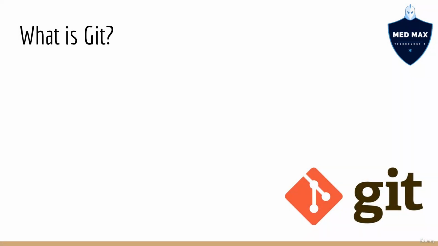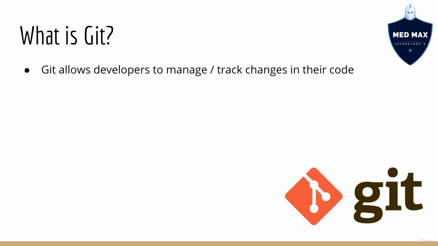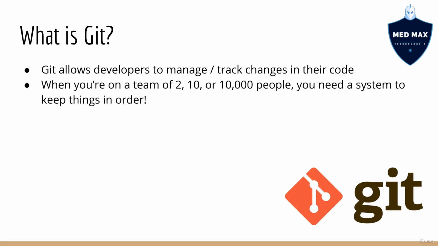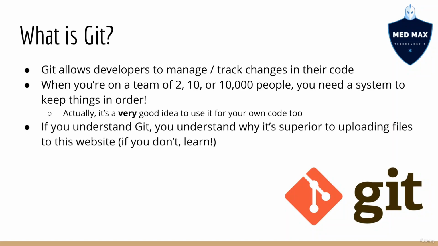Okay, so I want to mention a couple points pertaining to the code in this course. Firstly, for some of you, especially those who don't necessarily meet the prerequisites, may be asking, what is Git and how do I use it? The short answer is, Git is a way for developers to manage and track changes in their code. You might be used to writing code by yourself, but when you're working on a team of 2 or 10 or even 10,000 people, you need a system to keep things in order. So this is why, for example, Git is superior to uploading files to this website.